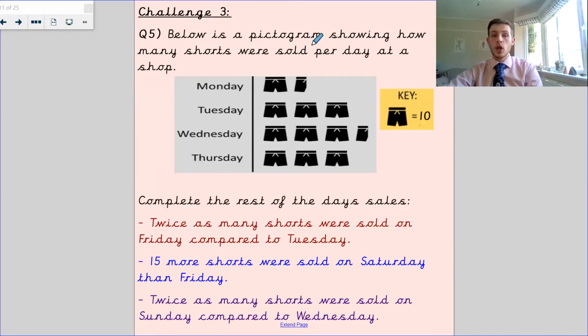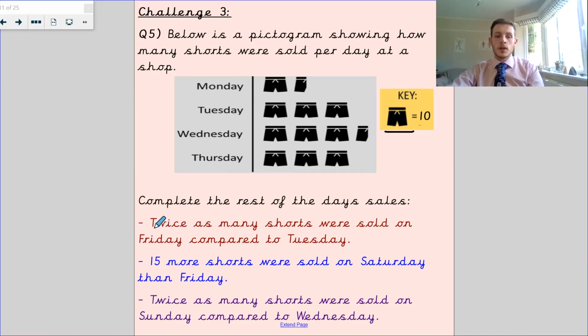Challenge 3. Below is a pictogram showing how many shorts were sold per day at a shop. So you can see on Monday, there was this many sold. Each one of them is worth 10, which means half is going to be worth 5. What you need to do is you need to look at these statements down here, and you're going to create the rest of the week. So you've got Monday to Thursday done for you. You're going to create Friday, Saturday, Sunday.